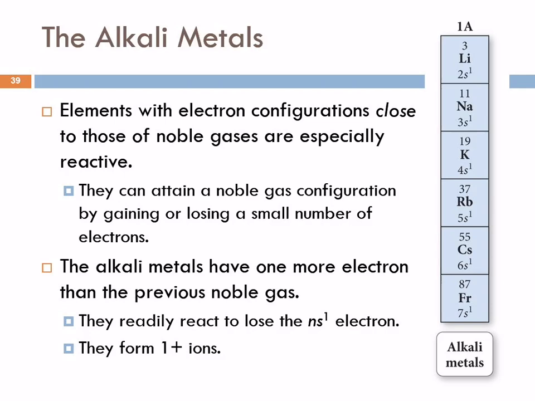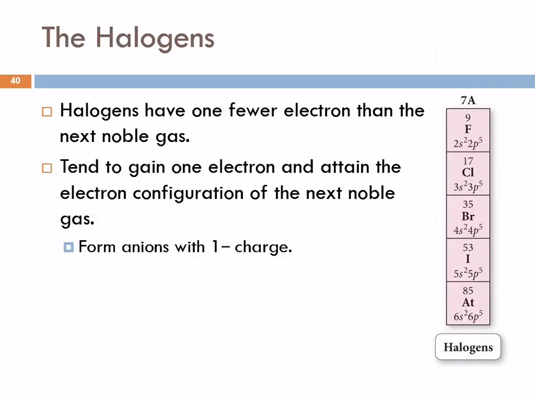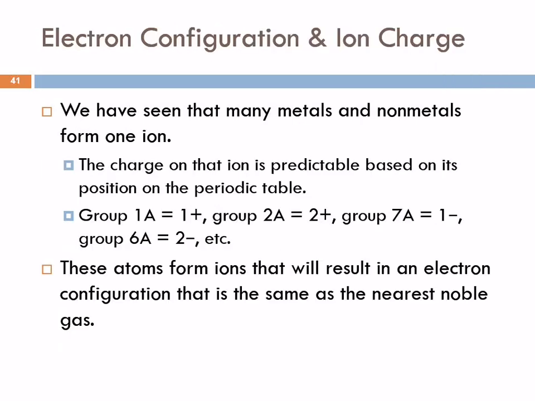The alkali metals form +1 ions because they lose one electron to get that stable electron configuration, and that makes them a +1 ion. So the halogens gain an electron because that's the easiest.